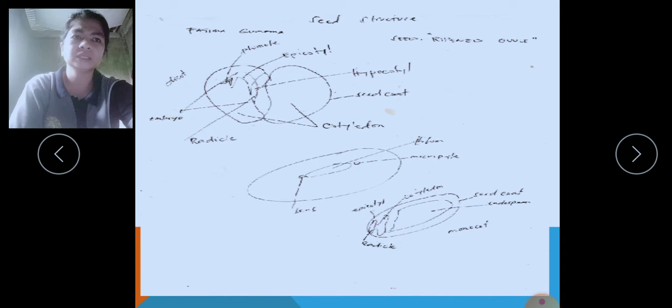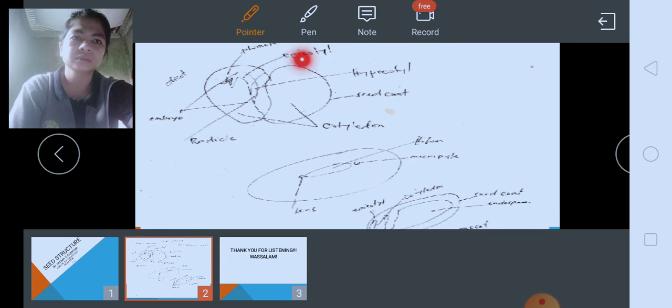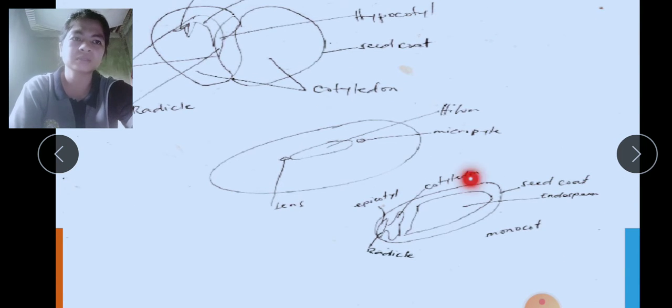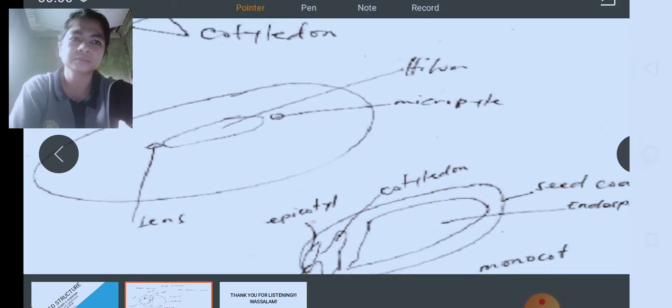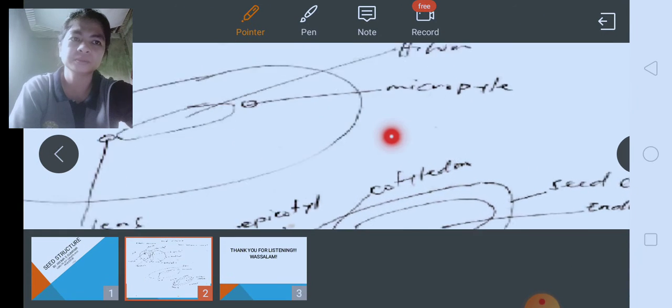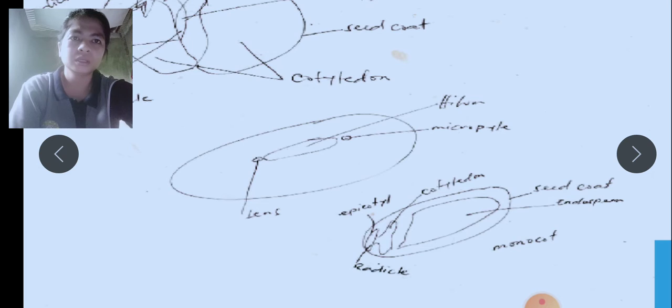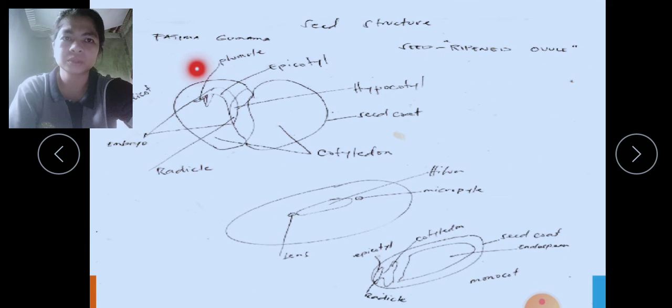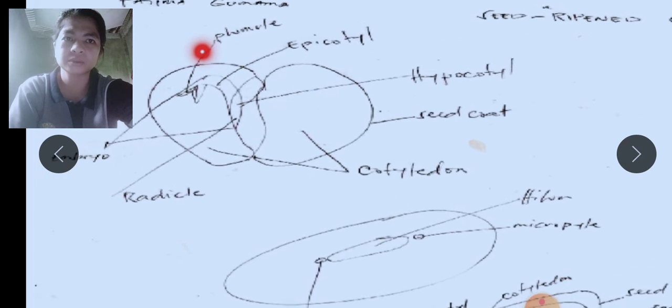So, seeds are also commonly known as the ripened ovule. There are three main parts of the seed. First is the seed coat. And second is the endosperm. Third is the embryo, or the baby plant.